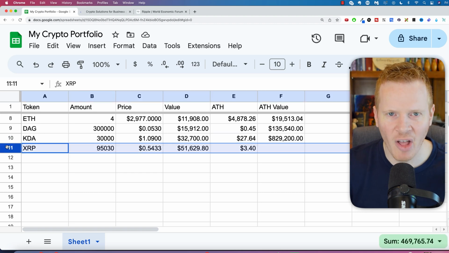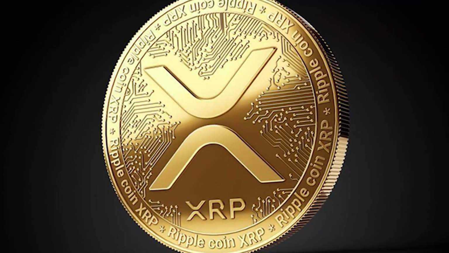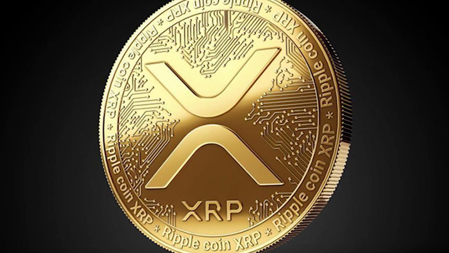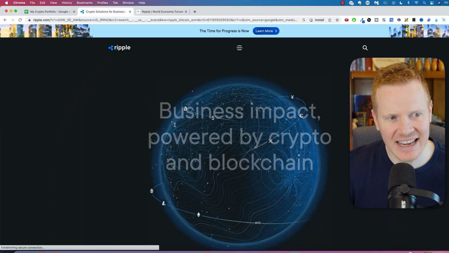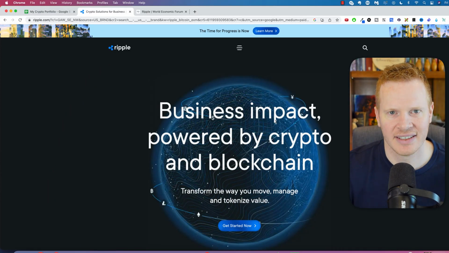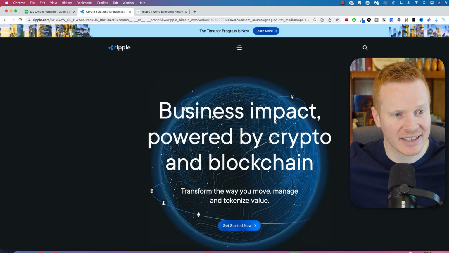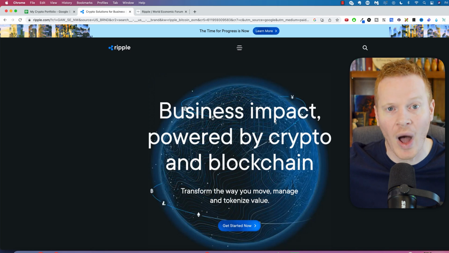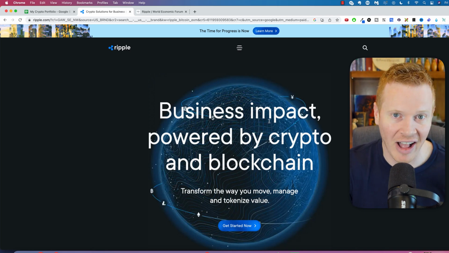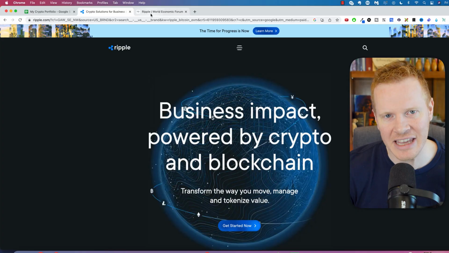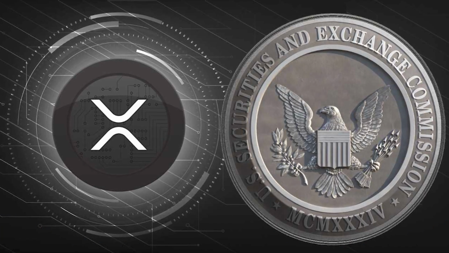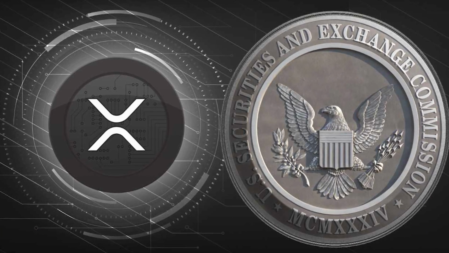My 10th smallest holding is XRP. So this is built by Ripple. Their goal is to have fast, inexpensive payments worldwide. So I do believe that at some point, all banks will be using XRP for sending payments across seas instead of these silly wires and things that we do now. I don't know how long that will take. So we've been waiting many years. Ripple did win their lawsuit against the SEC, so that is a win.